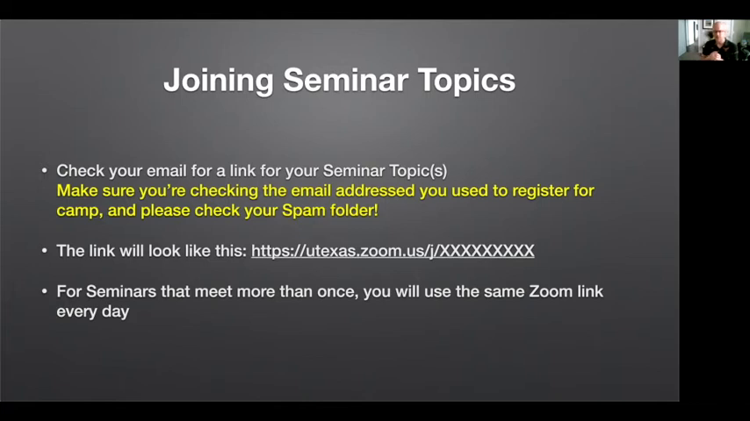The link will look something like this. It will start with utexas.zoom.us, and that's the link that you need to be able to access your session. And for seminars that meet more than once, for a 3-session or 2-session seminar, you're going to use the same link every day. So make sure you save that email in a place where you can get back to it.